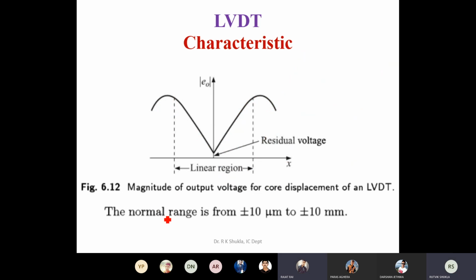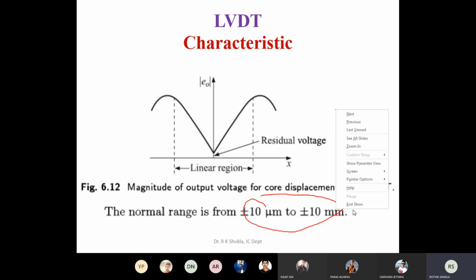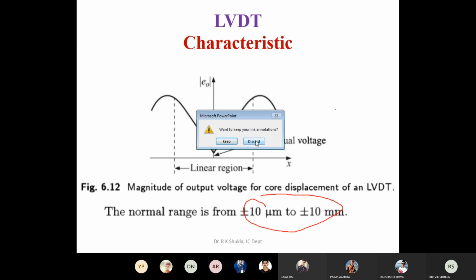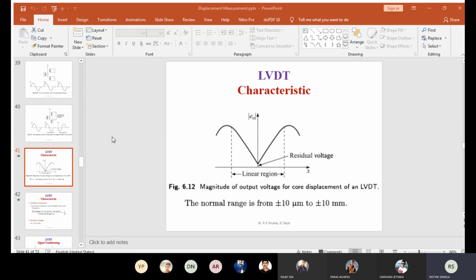The normal range of this particular transducer is from minus 10 micrometer to plus or minus 10 mm. It means this transducer is used for smaller values. Okay, so I think we are ending today's discussion at this point. We'll keep on discussing this displacement transducer in the next class.